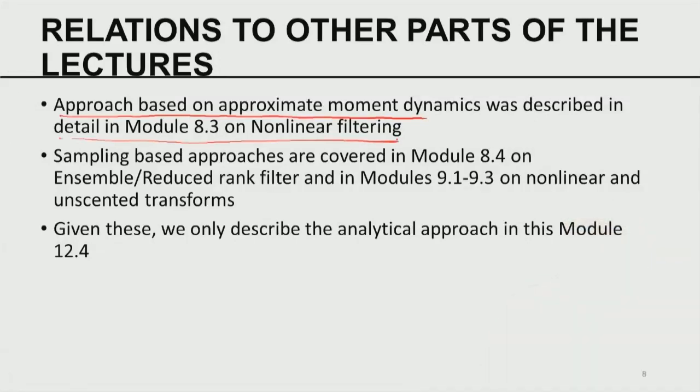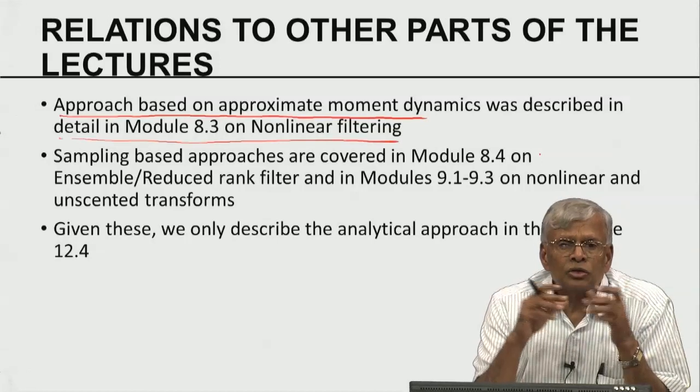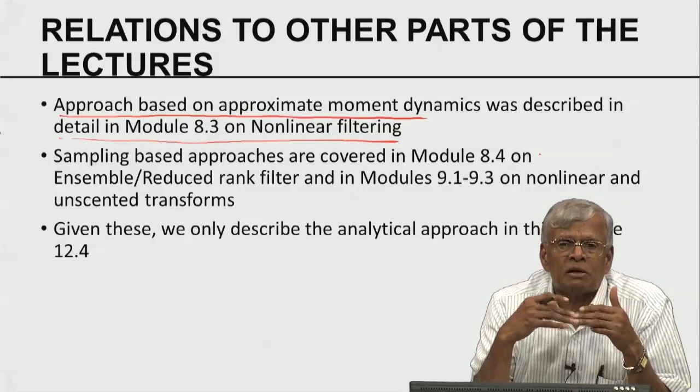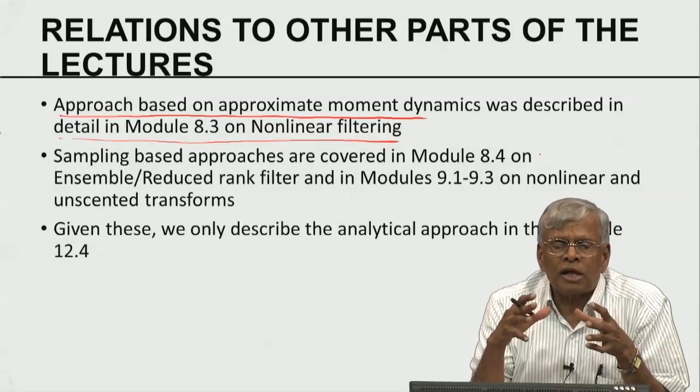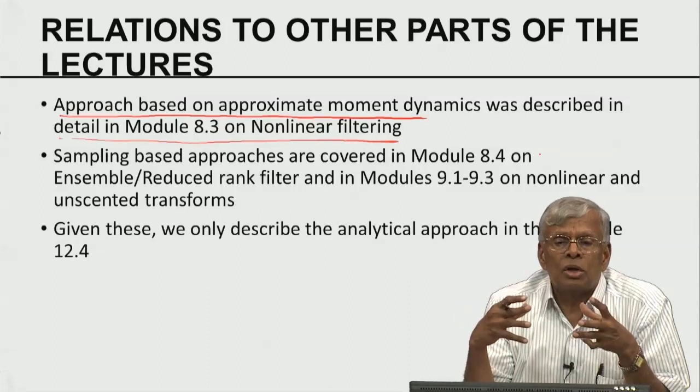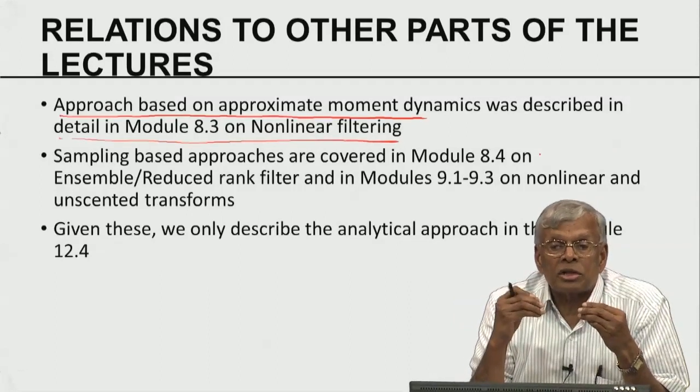The sampling based approach, which is the Monte Carlo approach, can be related to ensemble reduced rank filters, and that was covered in one of the early slides. There is another class of methods called unscented transformation, nonlinear unscented transformation. We will not have time to cover these, and there is enormous literature in this area. The unscented transformation is a specific class of ensemble methods using which you generate not only a stochastic prediction, but it will also enable you to compute the moment statistics rather easily.